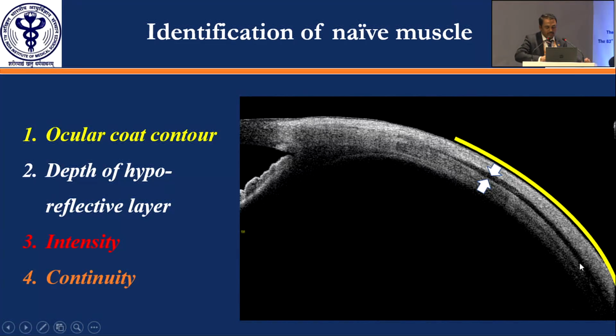The fourth factor is that it should be continuous, because in some cases of operated eyes, you can see subconjunctival spaces which can be confused with a muscle. Whenever you want to define a muscle, it should be a continuously visible hyperreflective layer in an eye, and it should be around 40 to 50% depth from the surface layer.